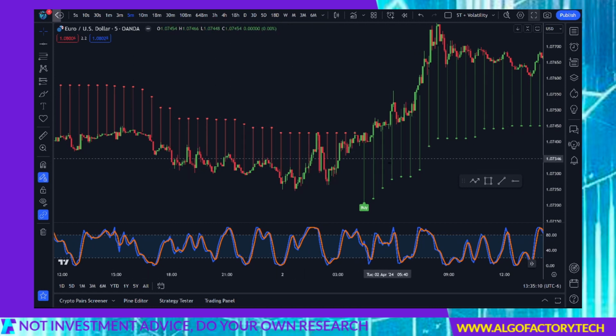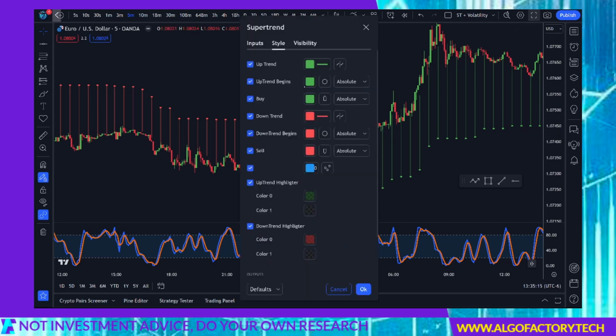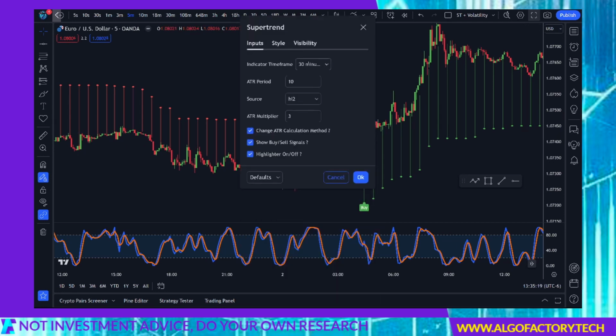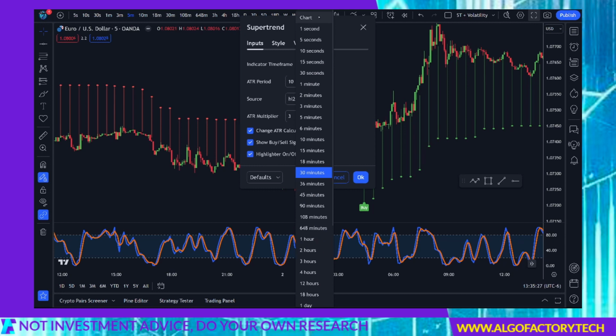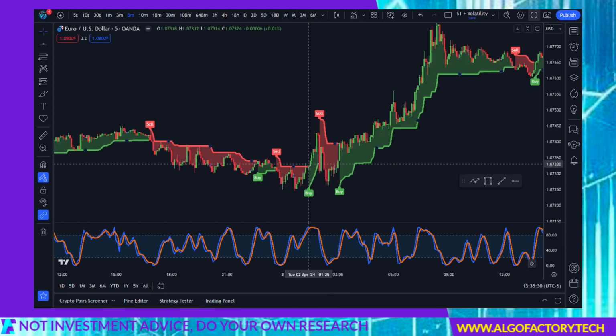You see these lines on the screen, green and red. This is actually not what this usually looks like. This is the super trend indicator. I've changed the indicator time frame away from the chart time frame. So usually the indicator time frame is gonna be the chart time frame. If I just put chart on the top here, this is what super trend is gonna look like, right? Nice and clean, see how it works.